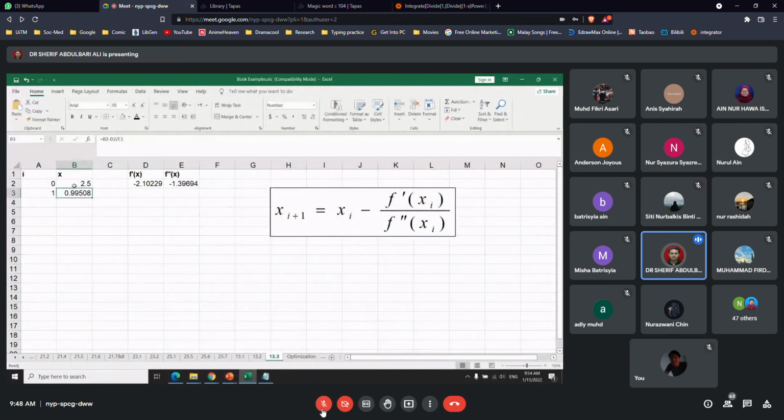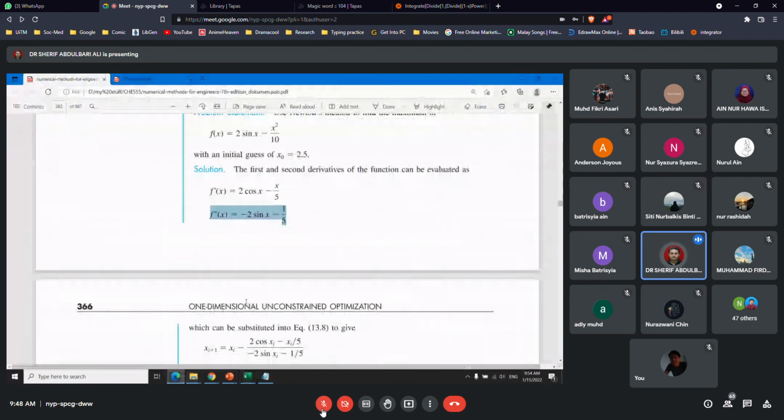New value minus the old value over the new value, you can get. I want you to try by yourself to find the answer of the second iteration.